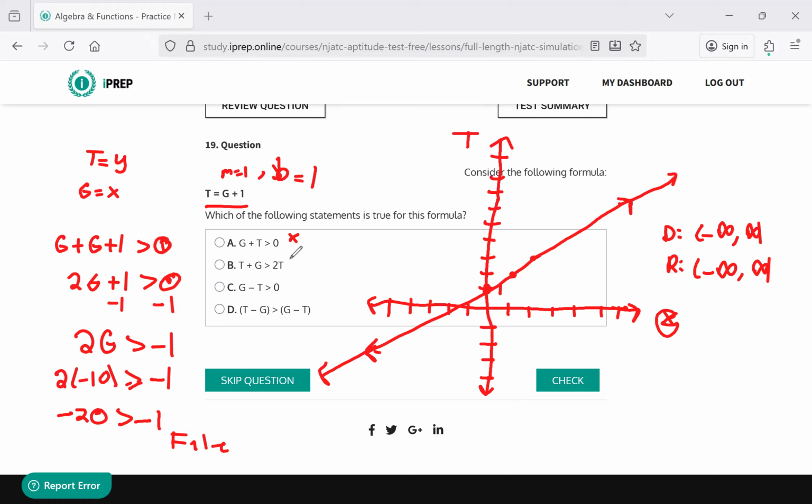What about B? So let's do B. So what I'll do is replace this t with g plus 1. Here, let me erase. I need more space.